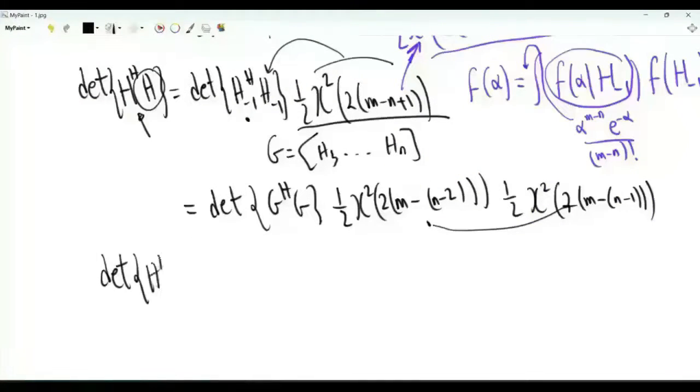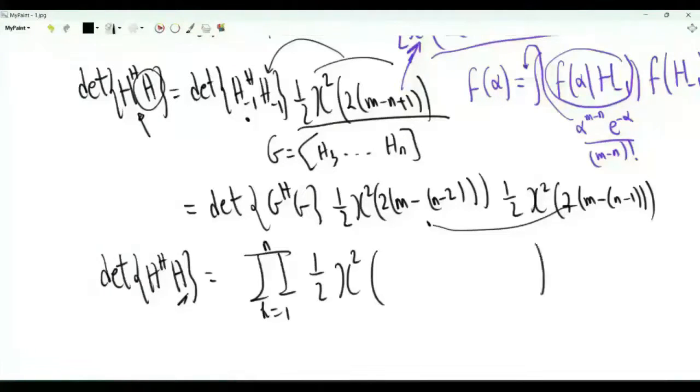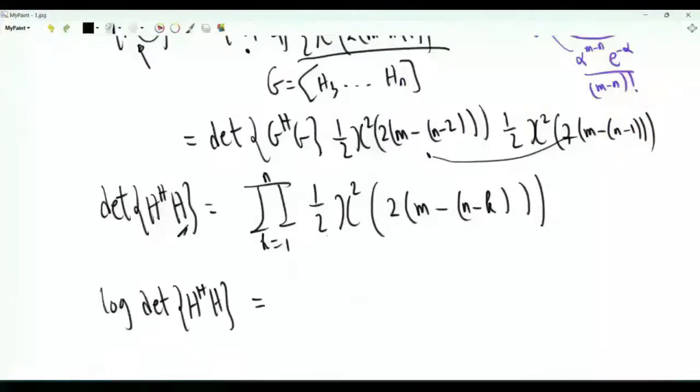Repeating this procedure, we obtain that the determinant of H Hermitian H is a product, k from 1 to n, the number of columns of H. We multiply here random variables that are 1/2 times chi-squared random variables. The number of degrees of freedom is 2 times (m minus (n minus k)). When we take the logarithm, we get a sum of logarithms on the right-hand side.